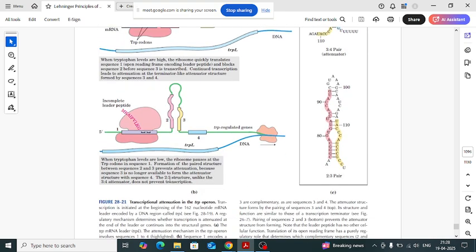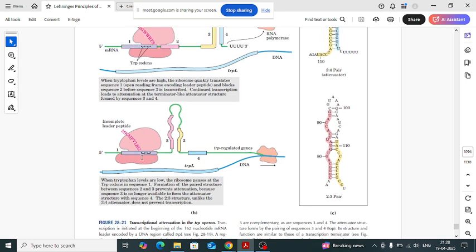But when the tryptophan level is low, then these TRP codons in the ORF1 will actually make the translation slow, because the tryptophan level is low. So that's why the corresponding tRNAs will not get their tryptophan. So the translation will be very slow here, and the ribosome will be paused here, right? So the ribosome will be paused at the ORF1 where the TRP codons are there.